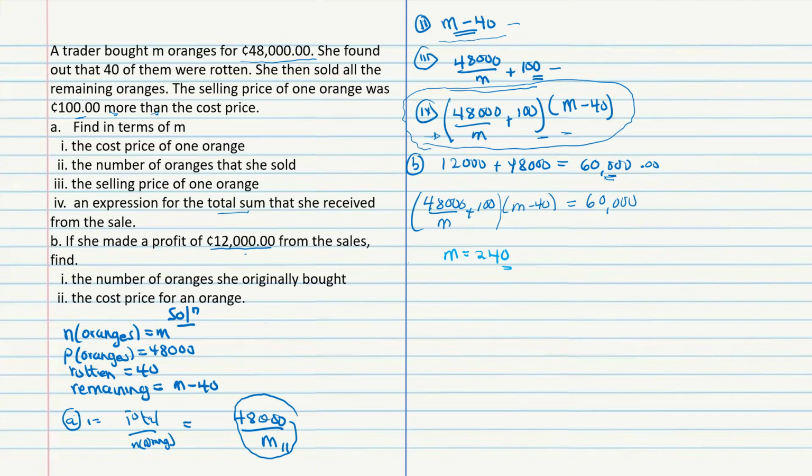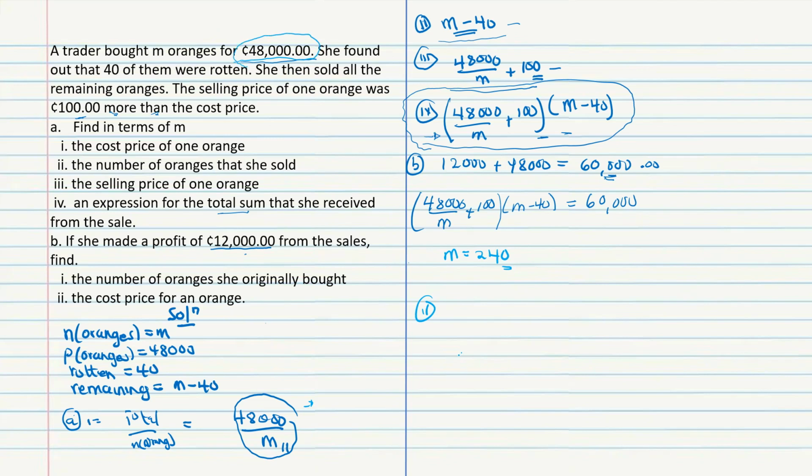Now you are supposed to solve the second question. It says the cost price of an orange. The cost price is the price of the oranges divided by the number of oranges. In this case, we know the number of oranges, which is 240, and the price that she bought from the farm. The question didn't state that she bought from the farm; I'm just saying that so everything will be simple for us.